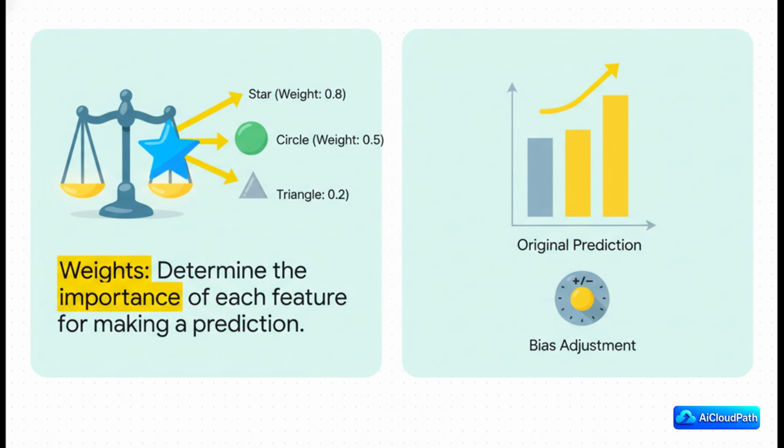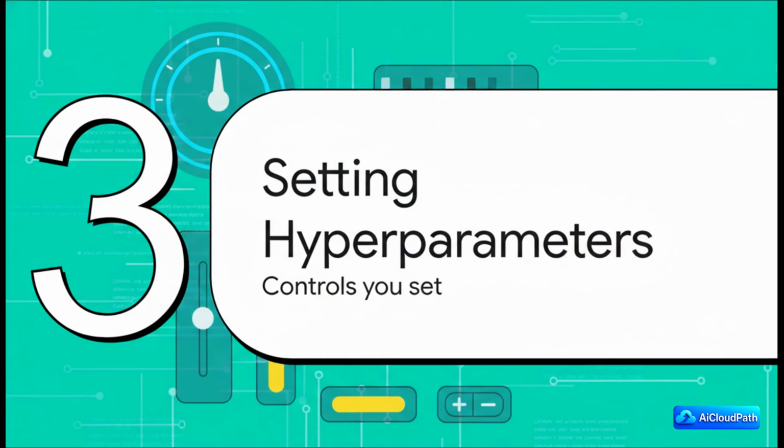And biases, well, they're like a baseline, a starting point. Imagine predicting house prices. Even a house with 0 bedrooms has some value, right? The land itself is worth something. A bias is like that base value, shifting the model's predictions into a more realistic range. Okay, so that's the inside story. Parameters are what the model learns internally.